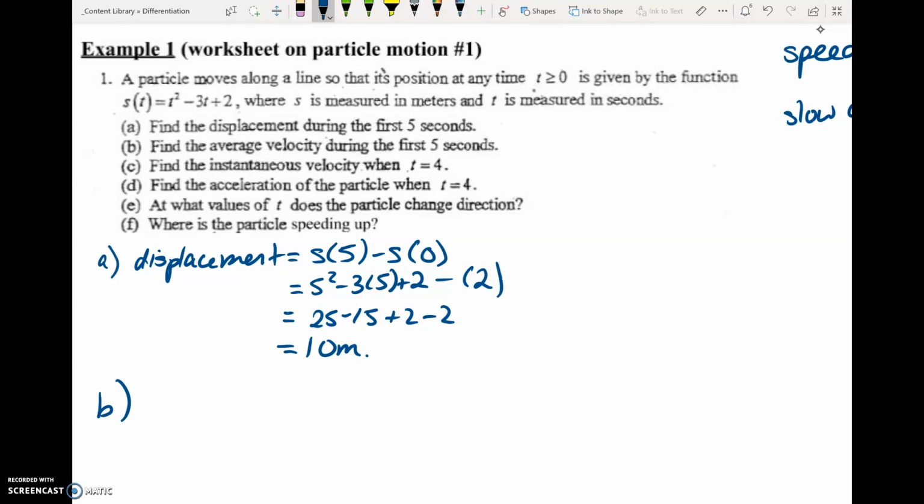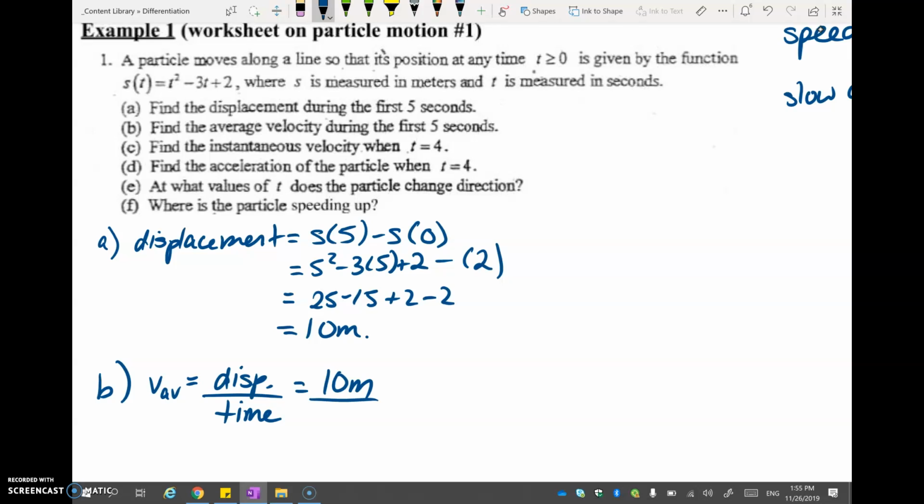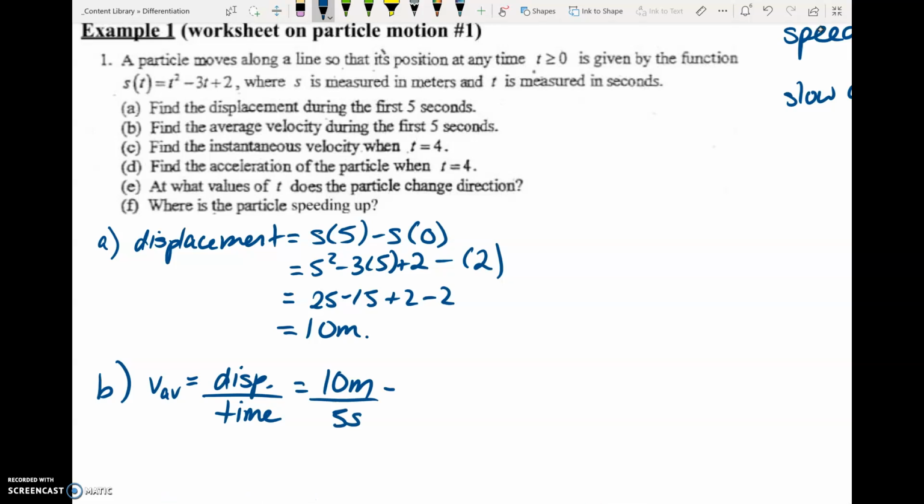If you want to find the average velocity, your average velocity is calculated as displacement over time. Should be kind of a reminder from physics. So your displacement we just calculated, which is 10 meters. And then the time, we're talking about 5 seconds. So then your overall average velocity is 2 meters per second.